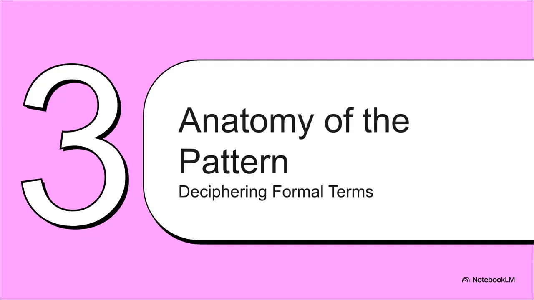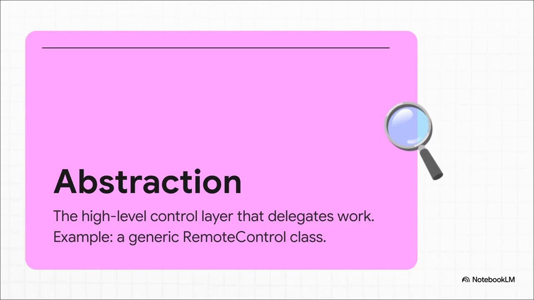Okay, so the official names for the parts of this pattern, abstraction, implementer, they can sound a little academic, a little textbooky, but trust me, the ideas behind them are actually really simple. Let's break them down. All right, first up is the abstraction. Just think of this as the thing the client interacts with. It's the high-level control.